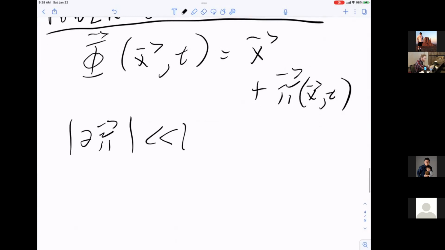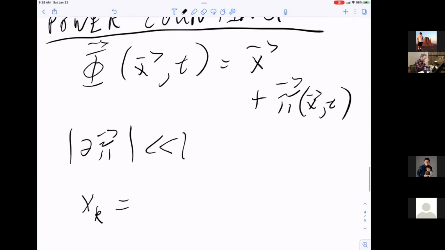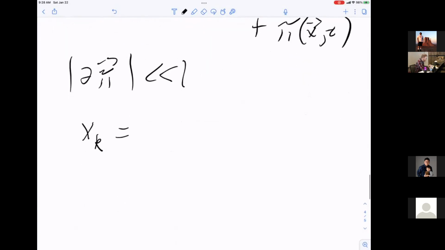When you go back to our particular action, we formed it from these invariants, and I can expand those invariants that I wrote up earlier by substituting in this x vector plus pi under this particular power counting, and there'd be some constant term. You can figure out what it is if you really want to.